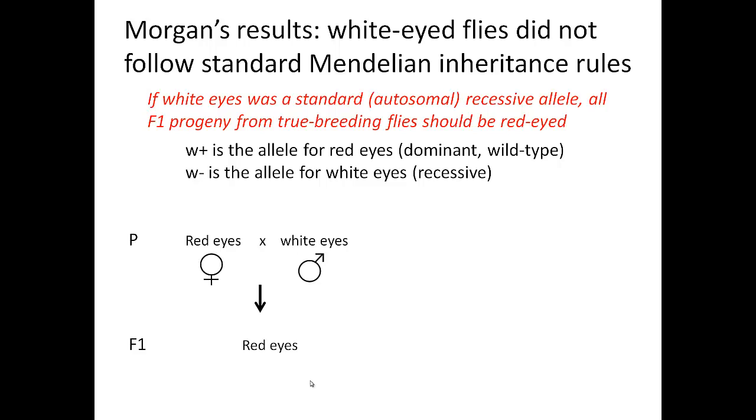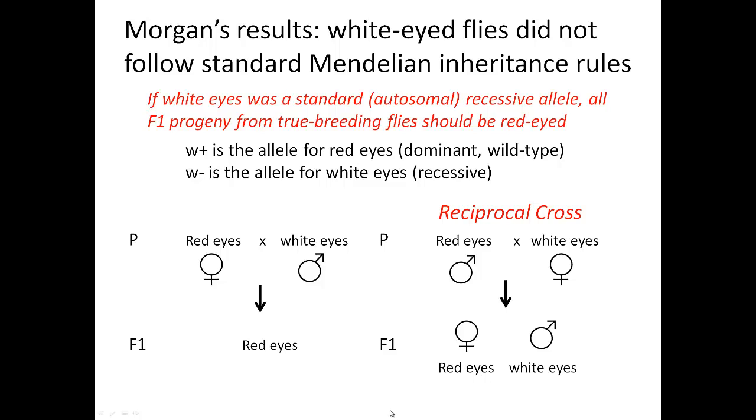What they actually found instead was that the progeny depended on the sex of the parents. So if they crossed the females that were red-eyed and the males that were white-eyed, they found that all the progeny had red eyes. So just as expected with an autosomal inheritance pattern. However, if they did the reciprocal cross, so that means the male now was the red-eyed parent and the female was the white-eyed parent, what they found is that in the F1 generation, all of the females had red eyes and all of the males had white eyes.